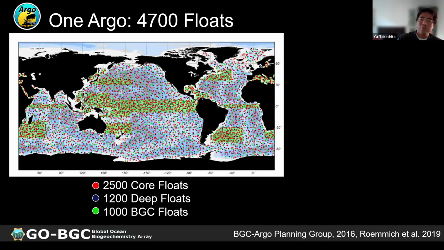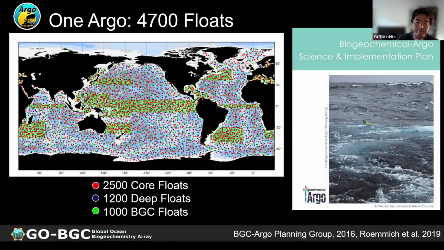Okay, so BGC Argo is a part of the One Argo design, which is the next phase of Argo. The target array is 4,700 floats distributed evenly around the globe, which consists of 2,500 core floats, 1,200 deep floats, and 1,000 BGC floats shown in the green dots in this map here. The array size of 1,000 BGC floats was determined through various exercises such as OSSEs and decorrelation length scales. The rationale behind the 1,000 float array size can be found in the Biogeochemical Argo Science and Implementation Plan. We are currently in the process of updating this plan, and hopefully the updated version will be out in the next year or so.